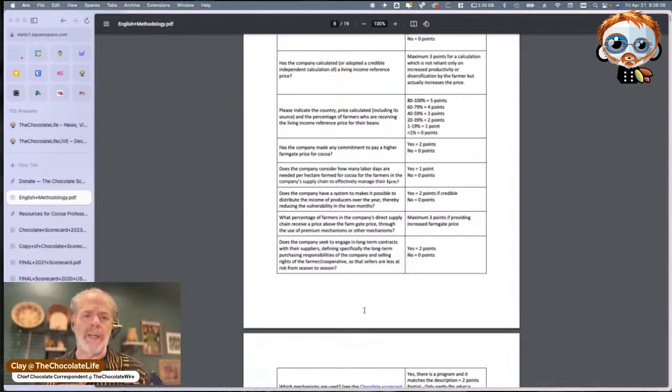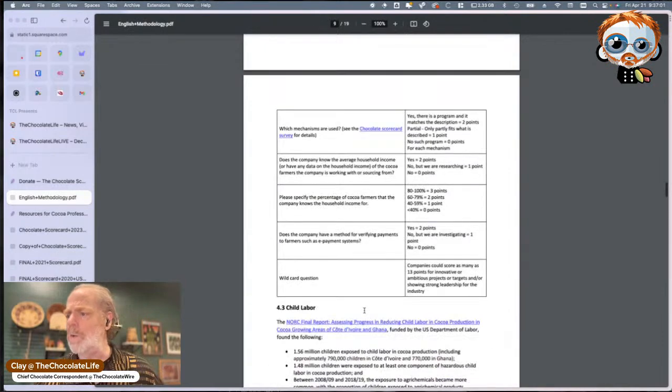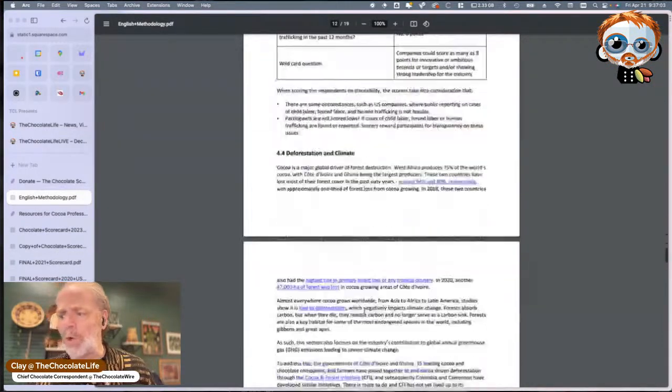I don't think that living income references are the way to solve endemic poverty in these countries. There are other things that can be done. My personal approach to that, but it's really important. You can go and take a look at this. You can go look at the scores. You can go look at the way things are rated. You can get an idea about what a company might get. Really, really interesting. I want to go to the bottom.